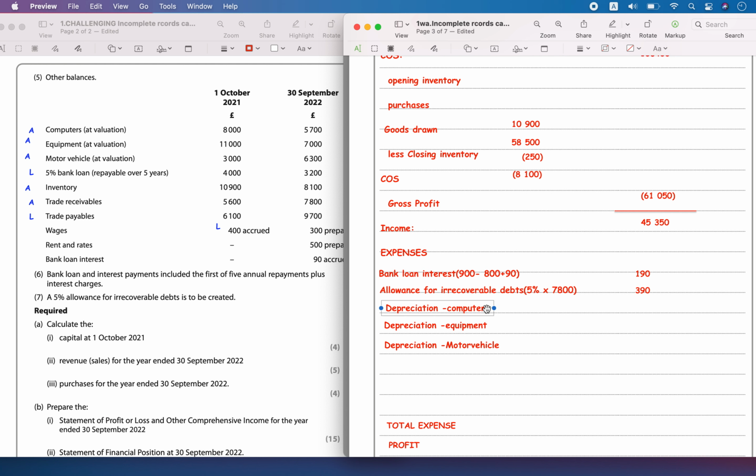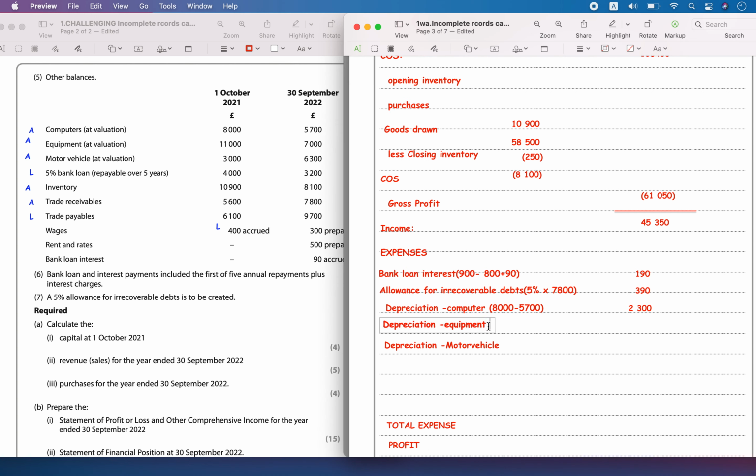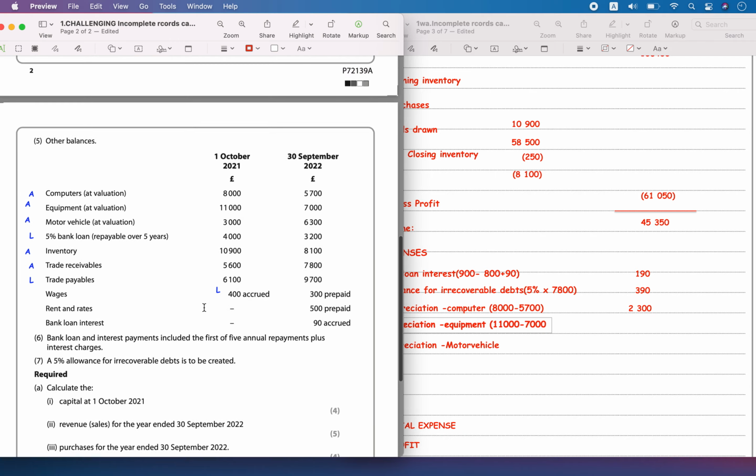Then we will get the depreciation value. For the computer it is 8,000 minus 5,700. That value is going to be equal to 2,300. So this value is going to be 2,300. Then we have the depreciation of the equipment. So the depreciation of the equipment is 11,000 minus 7,000.